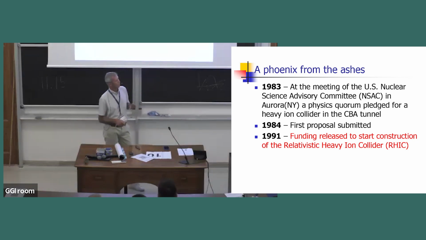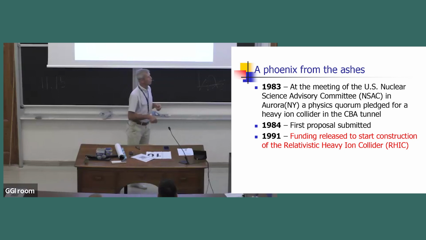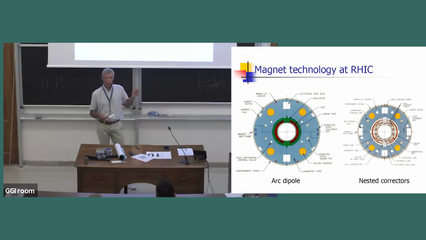Now, the result of that R&D was that the niobium titanium wires and the magnet technology improved a lot. There was a lot of additional understanding, and that led to a proposal that came from Brookhaven for a Relativistic Heavy Ion Collider, the RHIC machine, and that had to be cheap.